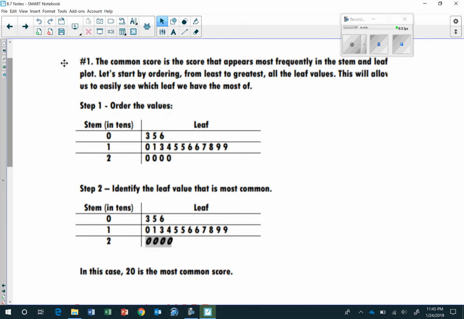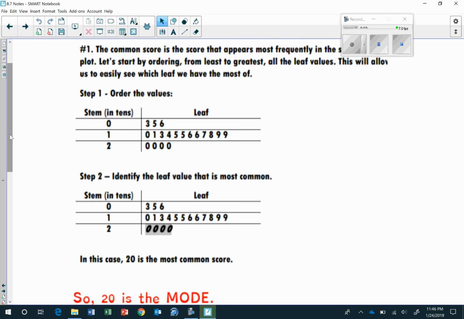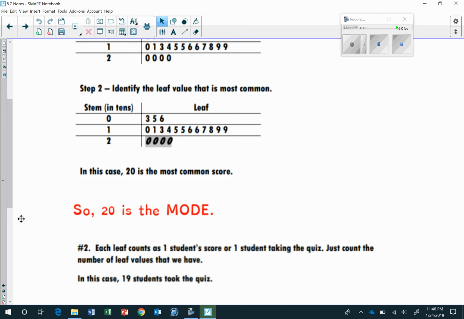So if you look, here's an example of a stem and leaf plot. You can easily find the mode. If you see, we have 4 zeros that go with this 2, which is more than anything else. So we know that our mode is 20. 15, 16, 19 have quite a few as well, but 20 has the most.